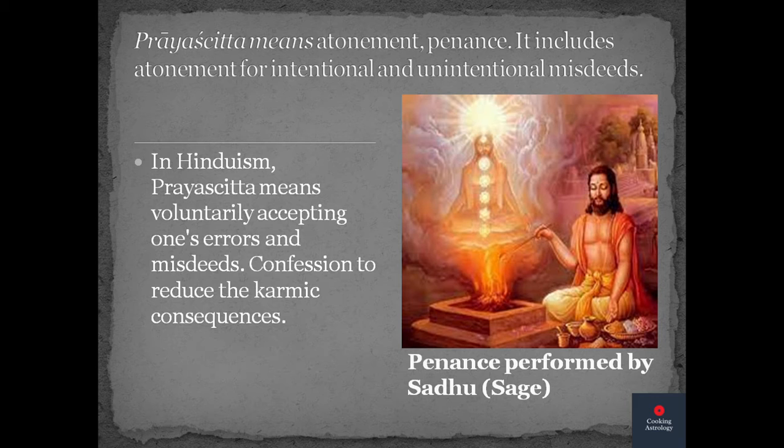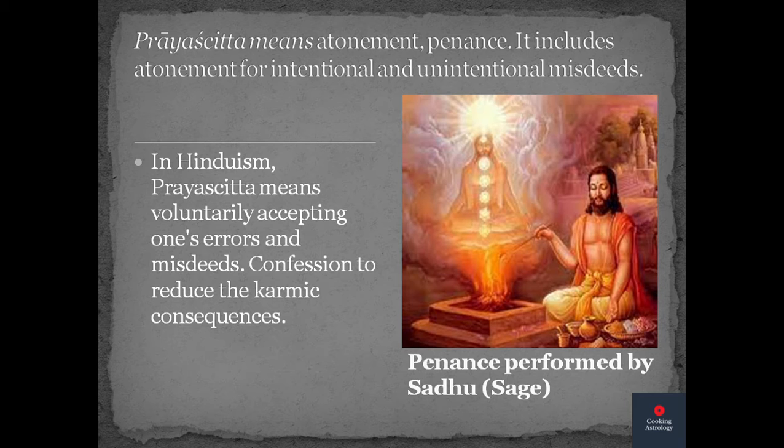This is a concept of Dharma Shastra which today I am going to teach you. Prāyaścitta is also known as confession, confession to reduce the karmic consequences. Because in order for you to get liberation or moksha, it is a must for you to do Prāyaścitta. That is the first step towards attaining liberation or moksha in your life.